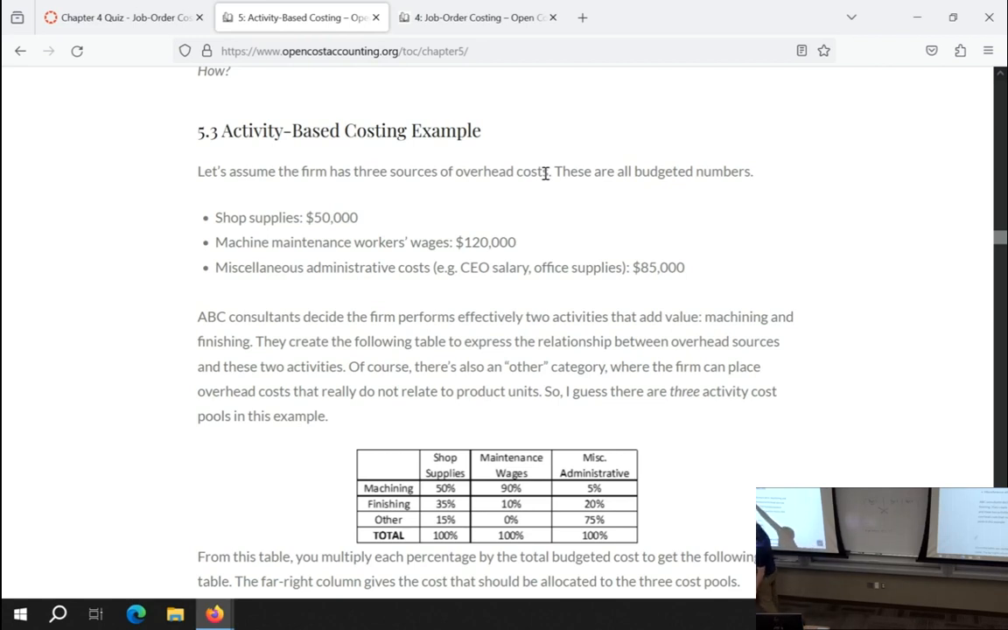So you have shop supplies, $50,000. Machine maintenance workers' wages, so maintenance wage expense, $120,000. Miscellaneous administrative costs, $85,000. All right.